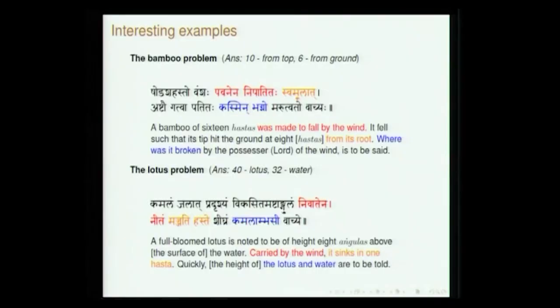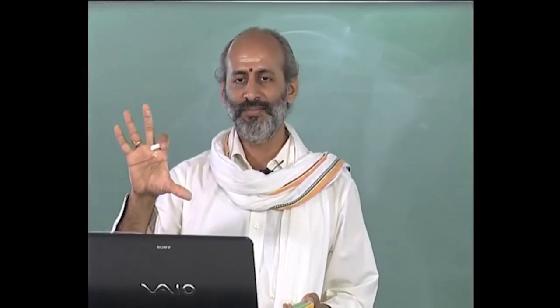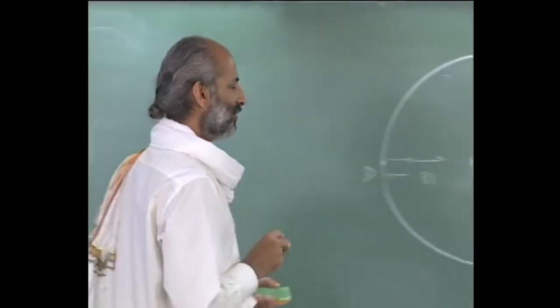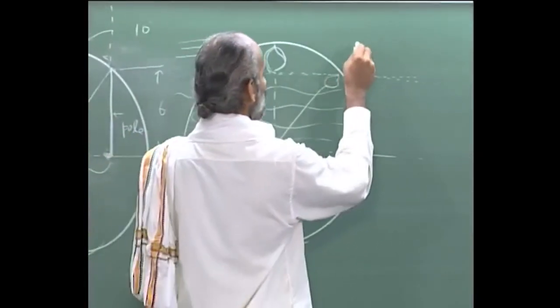Kamalam jalat pradrishyam vikasitam ashtangulam nivatena neetam majjati. Okay, nivatena neetam majjati, it immerses. Shigram kamalam bhasi vachi. Tell me, what is the height of the kamala and what is the height of the water? So what is the data that has been given? The data given is, this is 8.